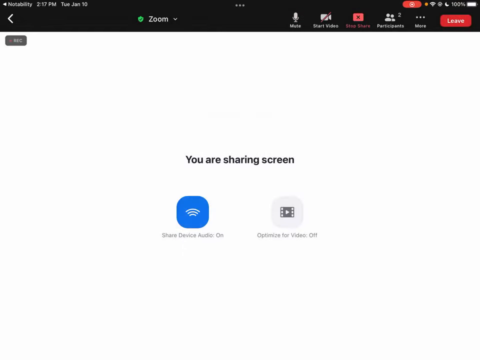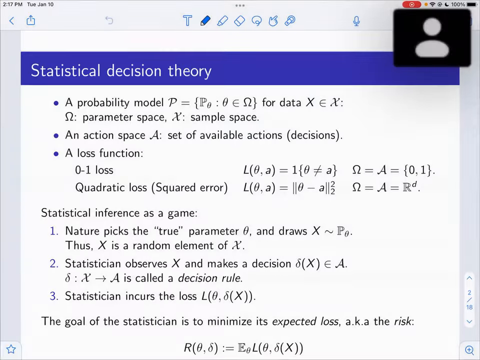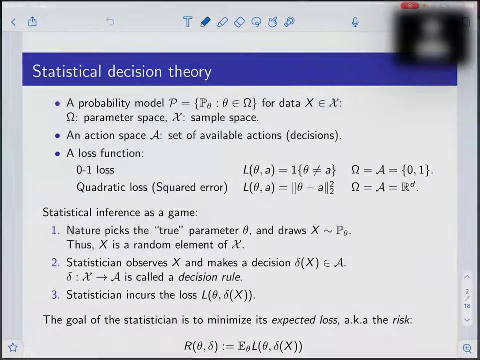Okay, so let's see if it actually records something useful. No other questions? Yeah, you will post the slides. Yes, I'm going to hopefully do it. Let's do this.